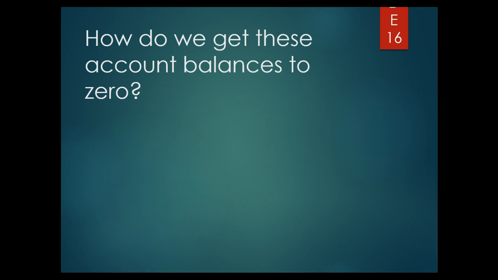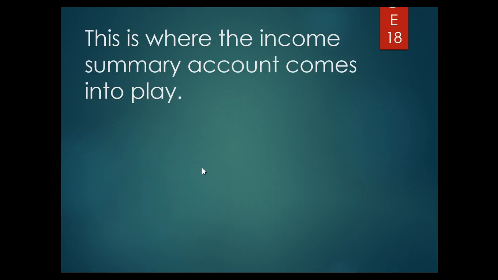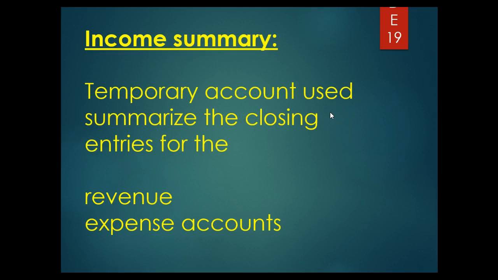How do you think we get these account balances to zero? How do you think we start that process? Perfect. Journal entries. Journal entries are used to prepare temporary accounts for the new fiscal period. Those are called closing entries. And then I hope you noticed that account that we've been seeing that's been empty, this is where the income summary comes into play. The definition of income summary is a temporary account used to summarize the closing entries for both revenue and expense accounts.